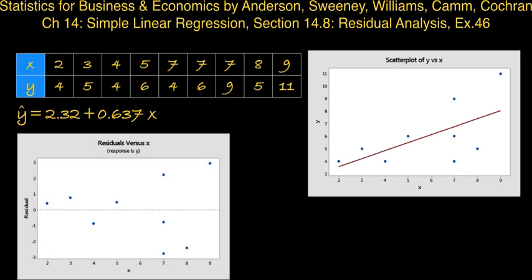So the residual plot that I've drawn has x on the horizontal axis. I could have plotted the fitted values y hat on the horizontal axis too, but the plot would look very similar.